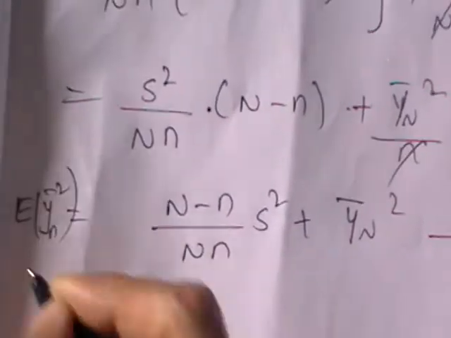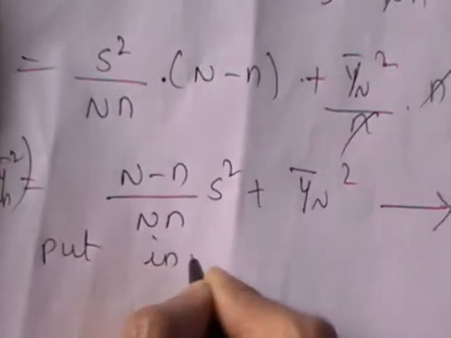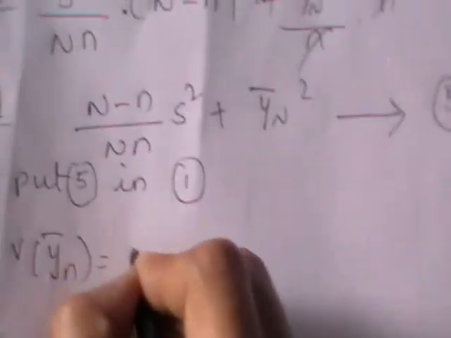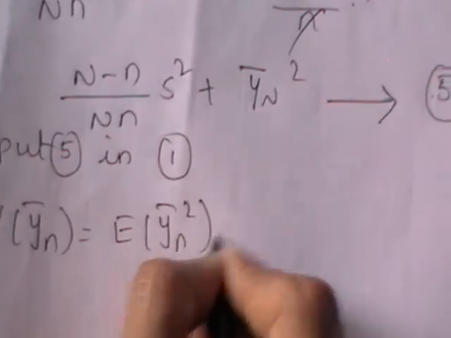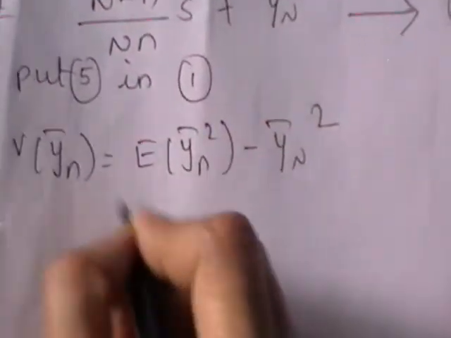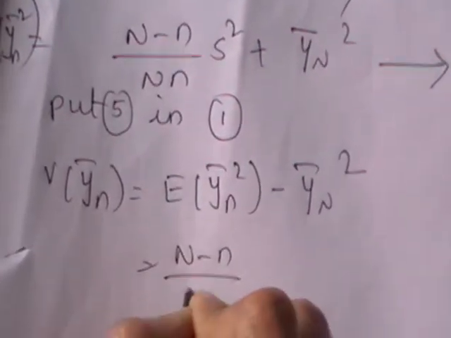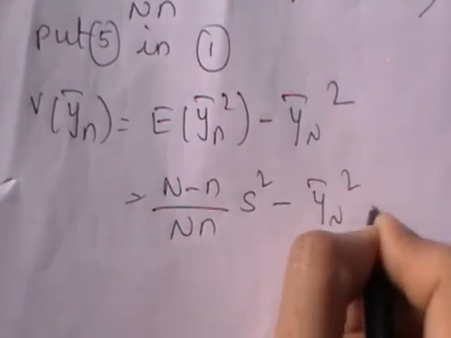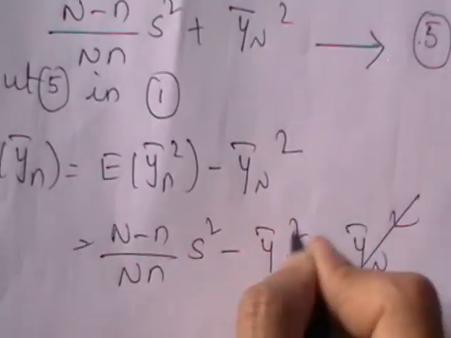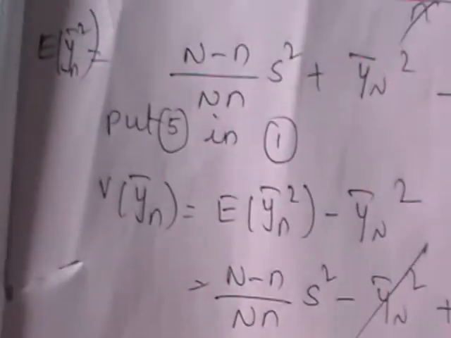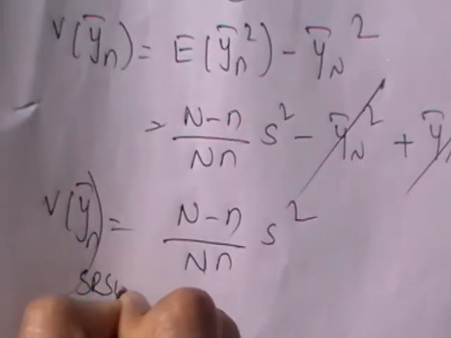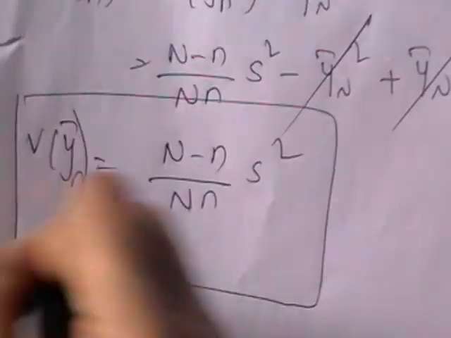Now this is nothing but expectation of y bar n square. Put this 5 in equation number 1. What is equation number 1? Variance of y bar n is equal to E of y bar n square minus Y bar capital N square. So E of y bar n you got as n minus n by nn into s square plus y bar n square minus y bar n square, which gives n minus n by nn into s square. This is nothing but variance of y bar n under without replacement. This is what you need to do. Thank you.